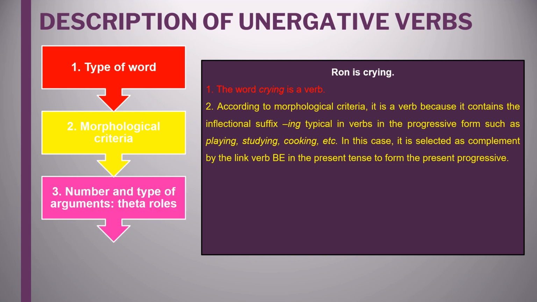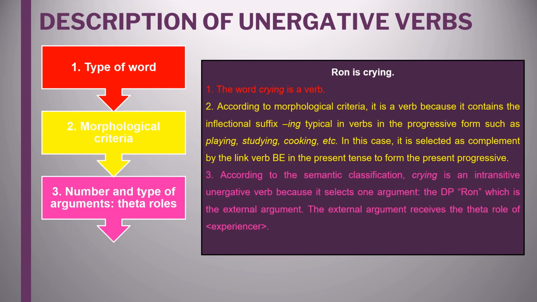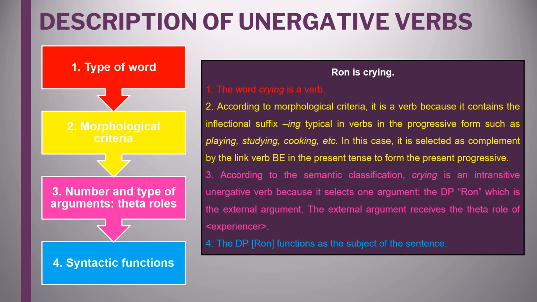Thirdly, we describe the type and number of arguments the verb selects and the theta roles assigned to them. According to the semantic classification, crying is an intransitive and unergative verb because it selects one argument, the DP Ron, which is the external argument. The external argument receives the theta role of experiencer. Finally, we describe the syntactic functions the arguments have. So, we say, for instance, the DP Ron functions as the subject of the sentence.